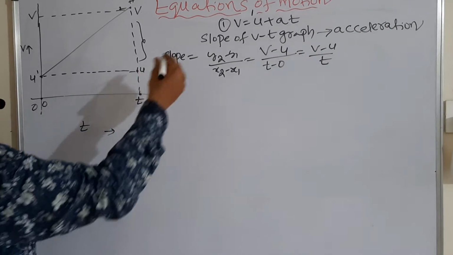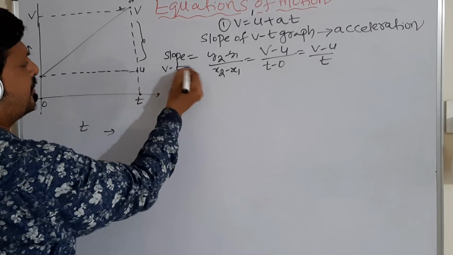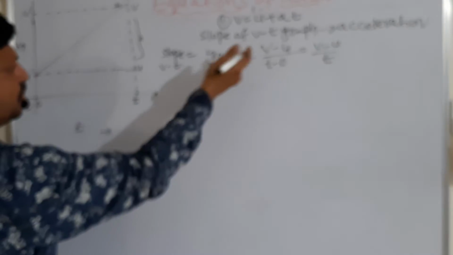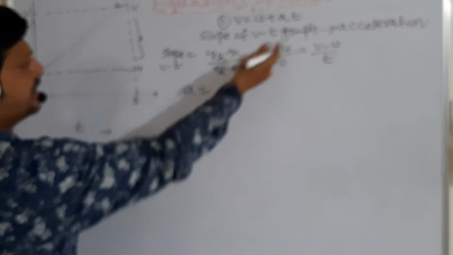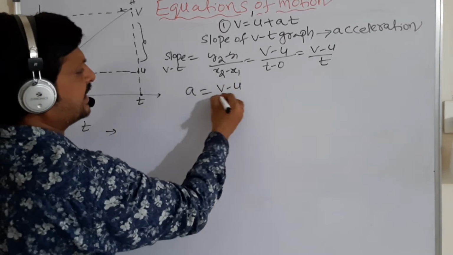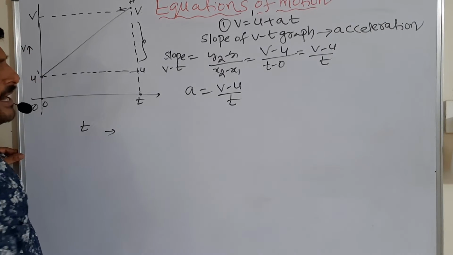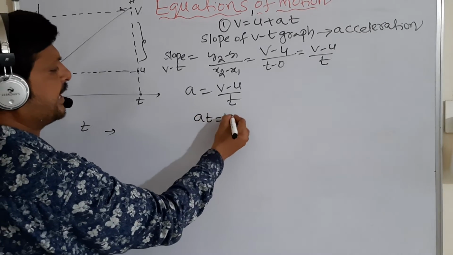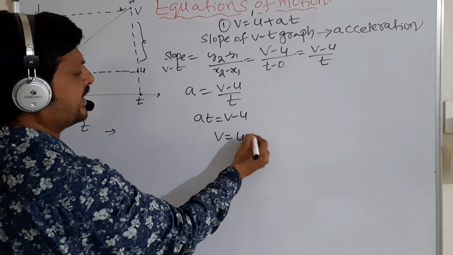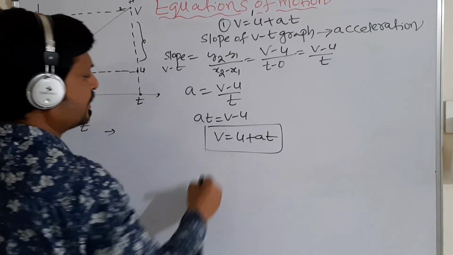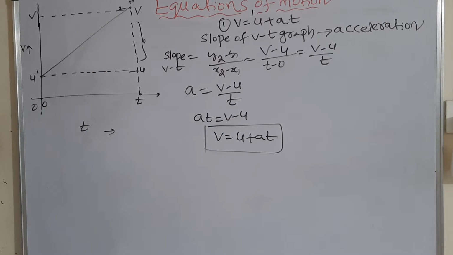Right, already we know very well the slope of the VT graph. This is the VT graph and we are finding the slope. Slope of the VT graph gives what? Acceleration. So slope of the VT graph is equal to acceleration. Acceleration is equal to v minus u by t. So this is equal to at equals v minus u. Then v is equal to u plus at. So this is the proof of the first equation of motion by the graphical method. I hope students the concept is clear.